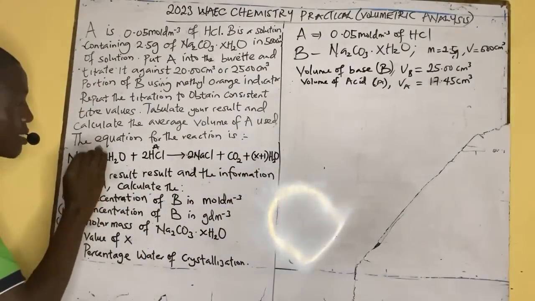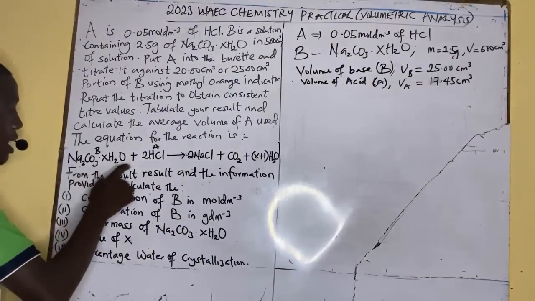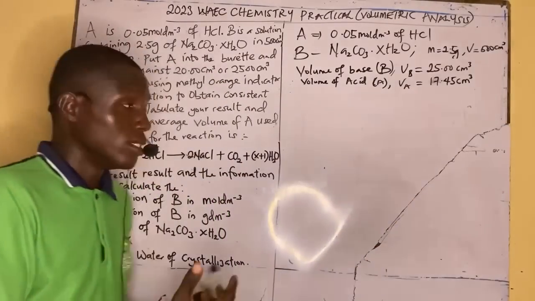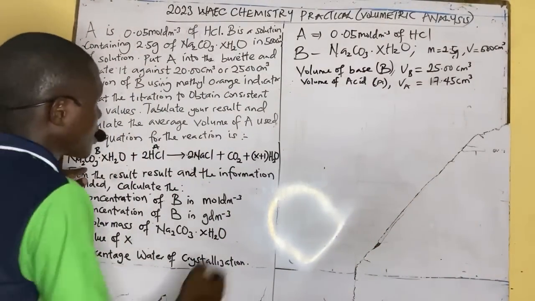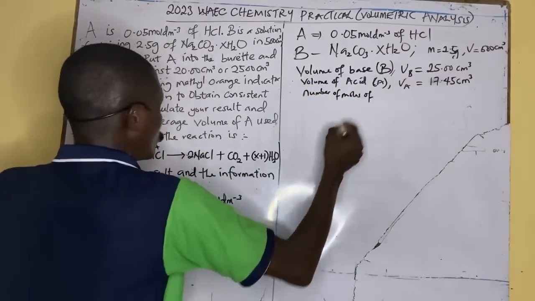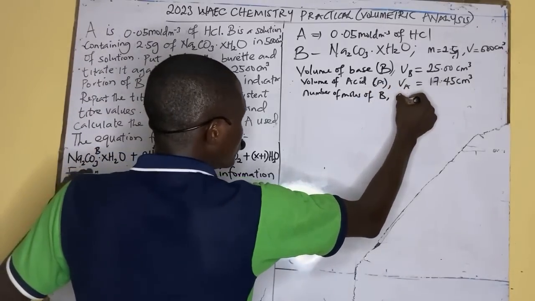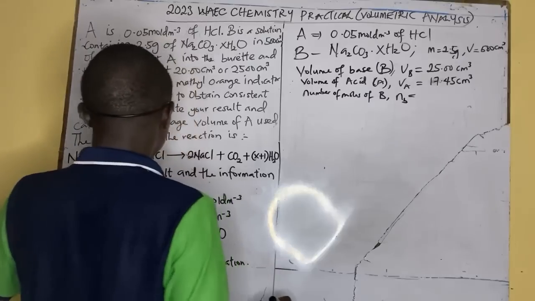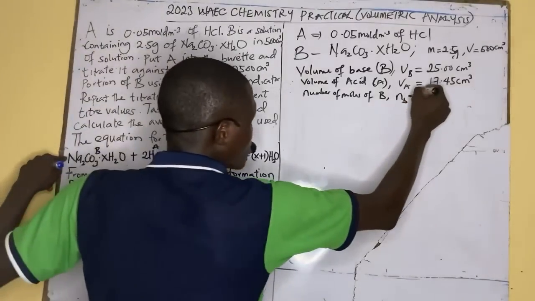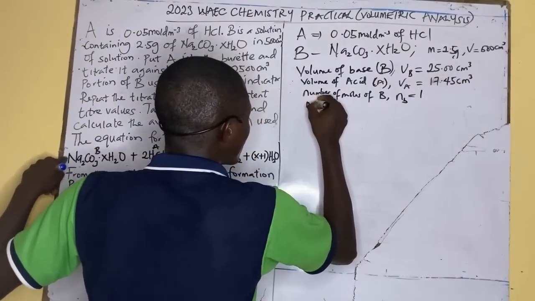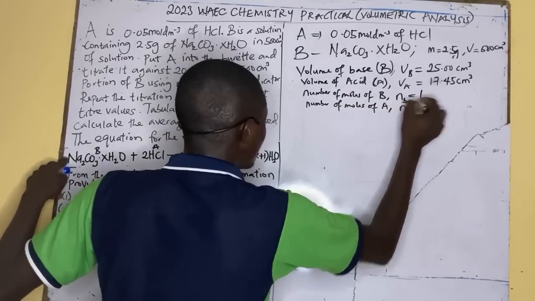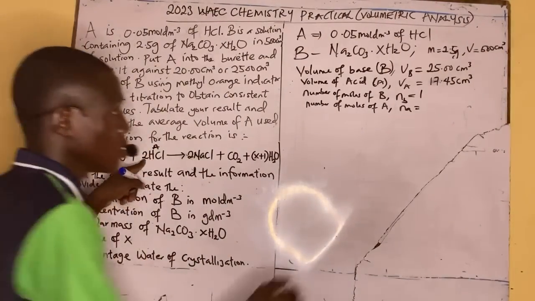Now, the most important thing about this equation is the number of moles of B and the number of moles of A, that is the mole ratio by which they react. We need this for the calculation. So write it out. Number of moles of B, which is nB, is what? Look at this. The coefficient of this one is 1, so this one is 1. While the number of moles of A, nA, is equal to what? That is 2.